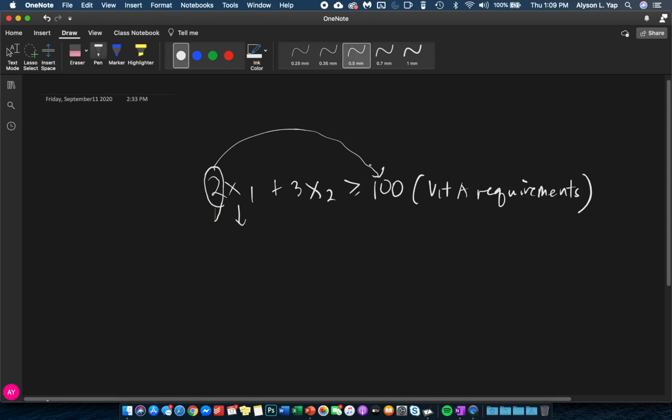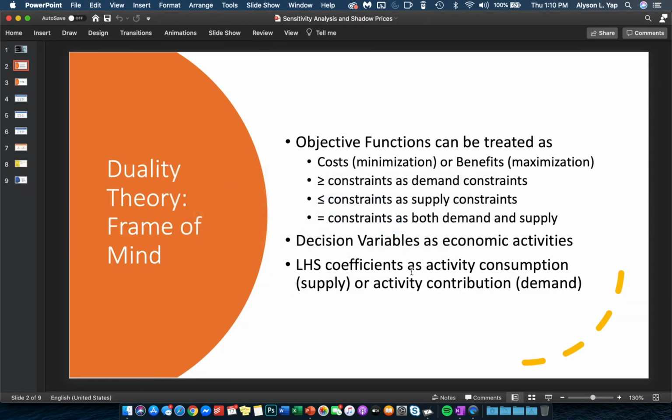this requirement. And let's say x2 is buying apple, and this is buying oranges. So the act of buying oranges contributes 3 units of vitamin A to your requirement. And that is why the left-hand side coefficient can be seen as either an activity consumption or an activity contribution, depending on the kind of constraint you have.